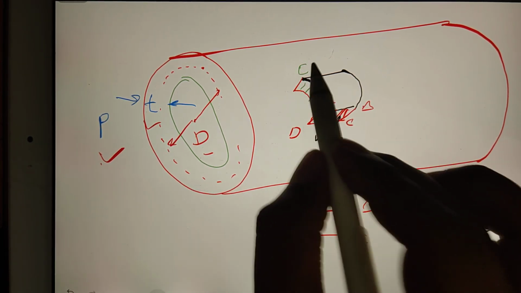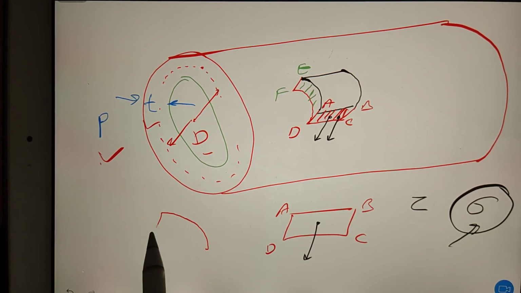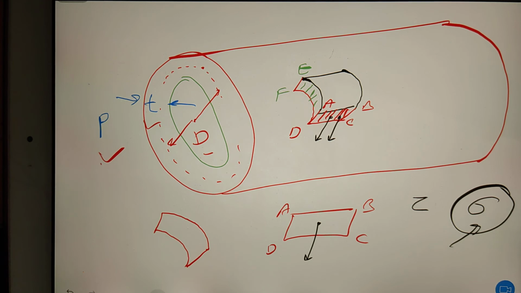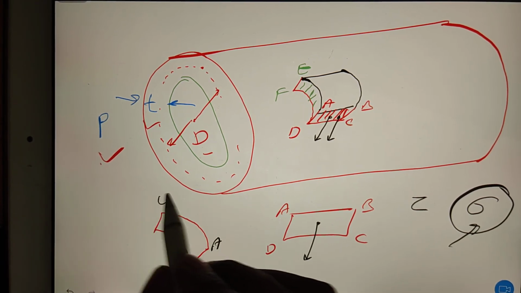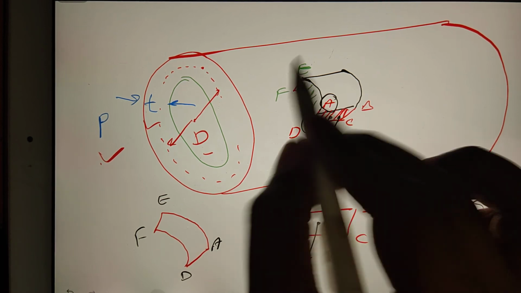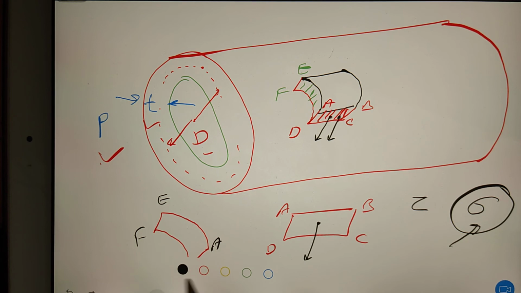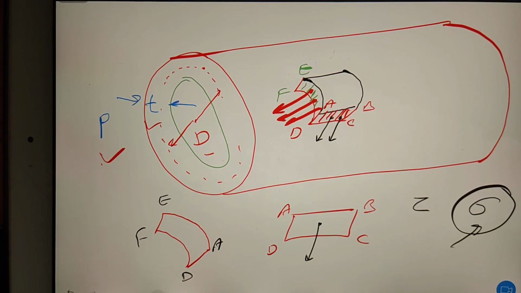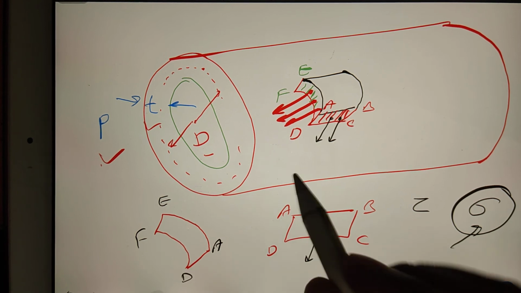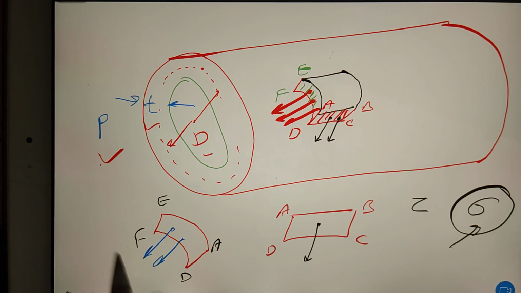So suppose this name is EF. So imagine you have a curved plate like this. You have a curved plate and name is A, D, E, F here. A, D, E, F, right, okay. So on that curved plate, again you have stress coming out, right? So that stress is again perpendicular, correct? It is perpendicular. So here also I will choose sigma.